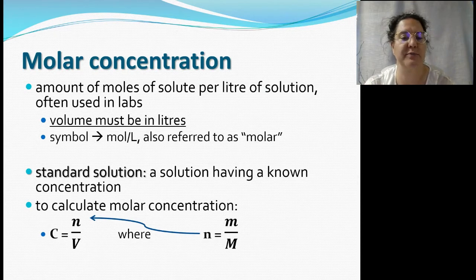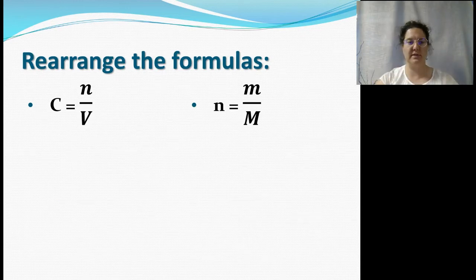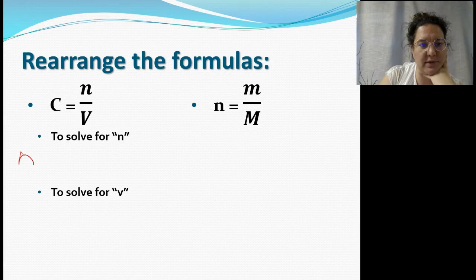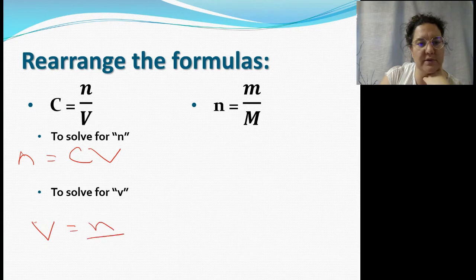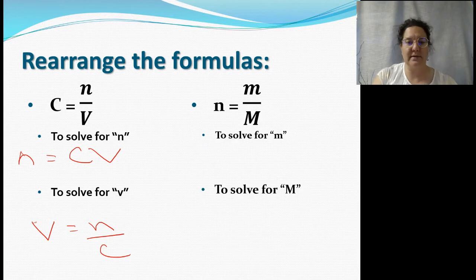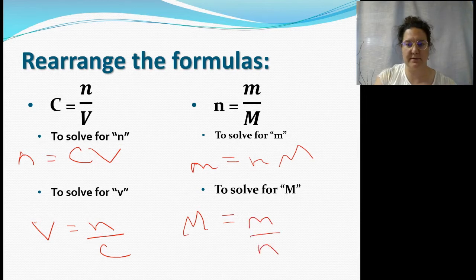So concentration equals moles per volume, and moles also equals mass over molar mass, and these moles are the exact same. So we're able to rearrange these two formulas to solve for both moles and volume. To solve for moles, moles is equal to concentration multiplied by volume, and volume is equal to moles divided by concentration. To solve for mass, mass is equal to the amount of moles times the molar mass, and to solve for molar mass, this equals mass divided by moles.